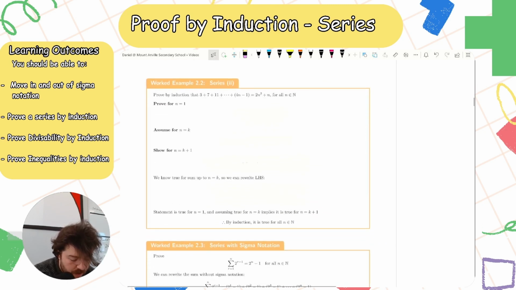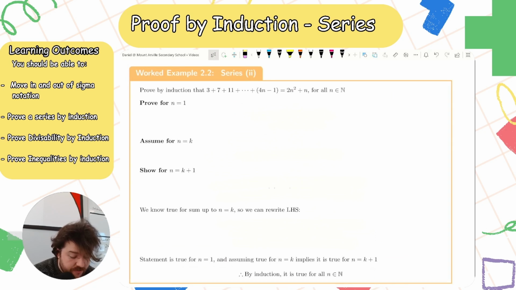Let's look at another example here. Proof by induction: 3 plus 7 plus 11 plus ... plus 4n minus 1 equals 2n squared plus n. So proof for n equals 1. It's going to be 4 times 1 minus 1 equals 2 times 1 squared plus 1. That's going to be 3 equals 2 plus 1, which is 3. Stunning, that's true.